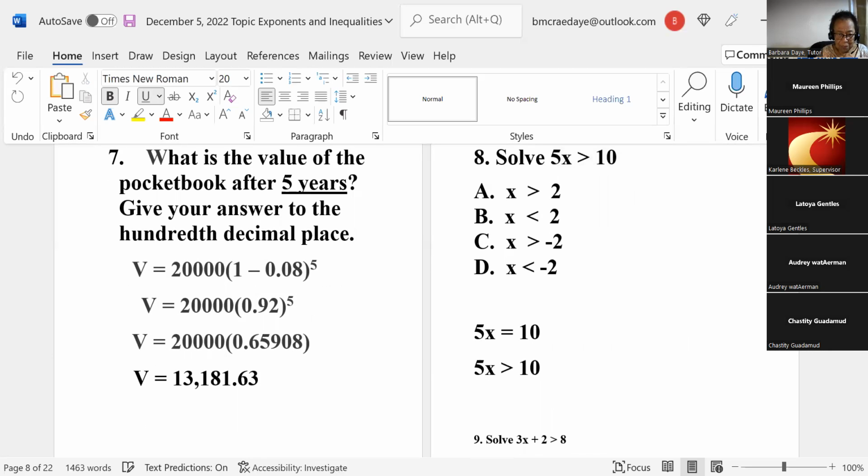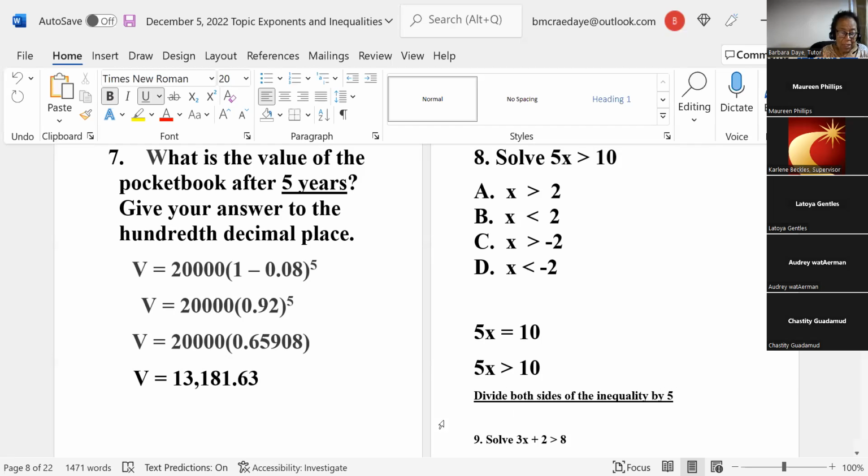I would divide 5 into 10. Yes, you divide 5 into 5x and 5 into 10. So your answer would be, because what you're doing, you divide both sides of the inequality by 5.